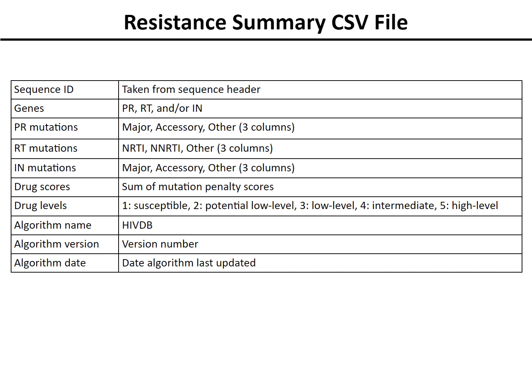This slide summarizes the columns shown in the resistance summary spreadsheet. In addition to having the 9 columns showing each of the protease, RT, and integrase mutations, it also has columns showing the total score and the resistance level for each antiretroviral drug.